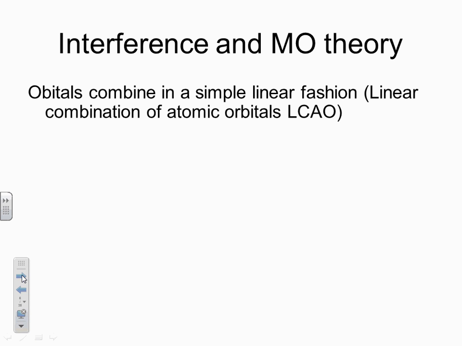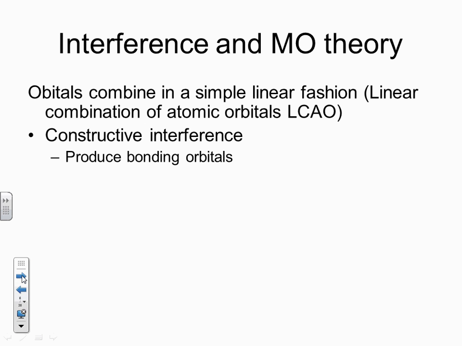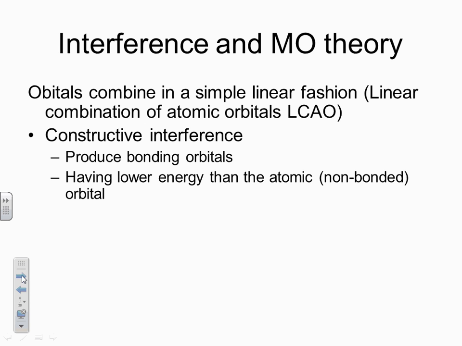Okay, so interference and the molecular orbital theory. Orbitals combine in a simple linear fashion. You'll see that LCAO means linear combination of atomic orbitals. So the orbitals of atoms combining. Constructive interference and bonding orbitals. Bonding orbitals have a lower energy than the atomic orbitals from which they are formed.